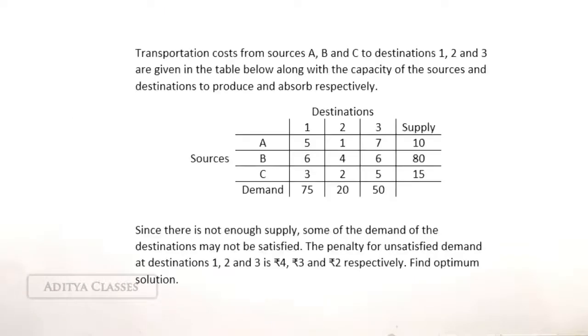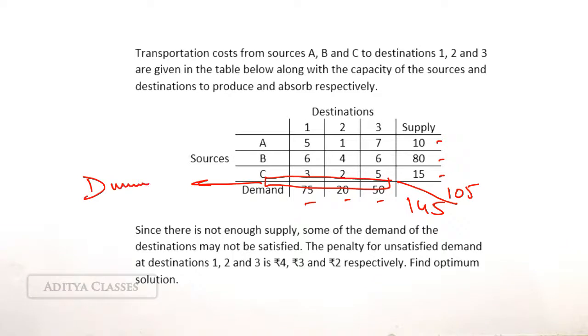Hello viewers, today we will solve this transportation problem that we can see over here. Now if we have a look at this problem, if we add up the demand and supply, the demand is 75 plus 20 plus 50, that is 145, while the supply is only 10 plus 80 plus 15, so it is only 105. So by now we know that if the demand and supply are not matched, we need to put a dummy source or a dummy destination.